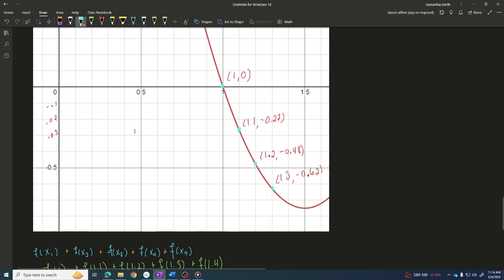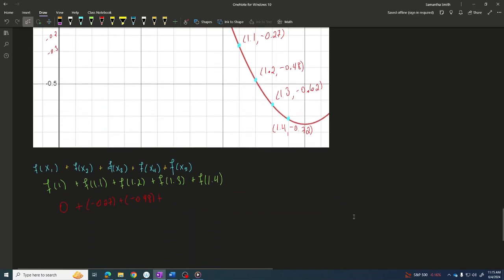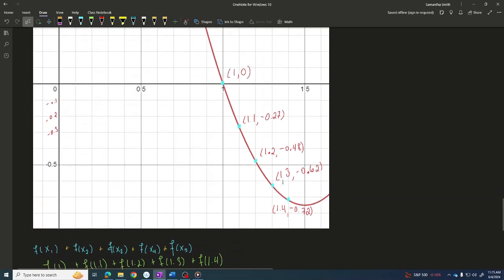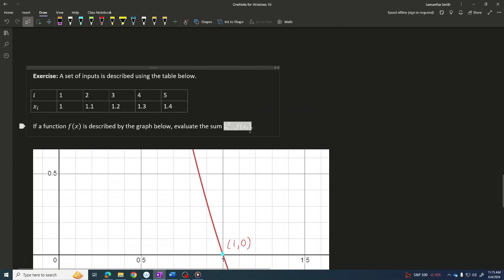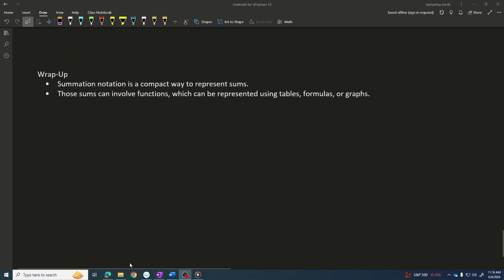And while I'm here, I'll go ahead and estimate the height of this point. Again, it looks like just a little bit below negative 0.7. So I would estimate the height of this point to be around negative 0.72 or something. So putting those y values into their respective positions, this height of negative 0.62, this height of negative 0.72, the sum of these y values would be the value that is being asked for by this summation notation. So that concludes today's video.